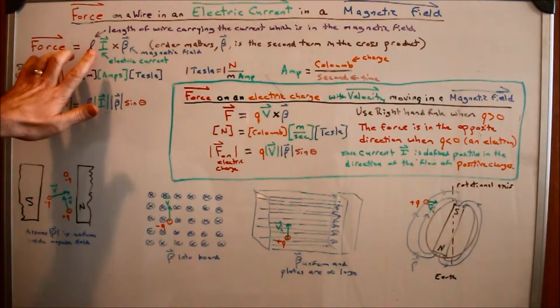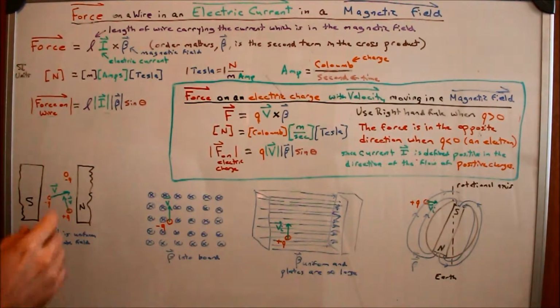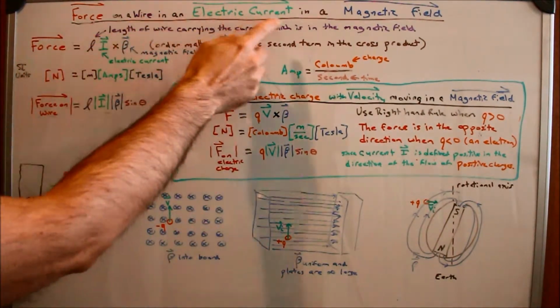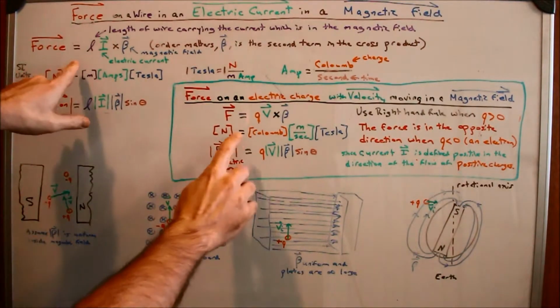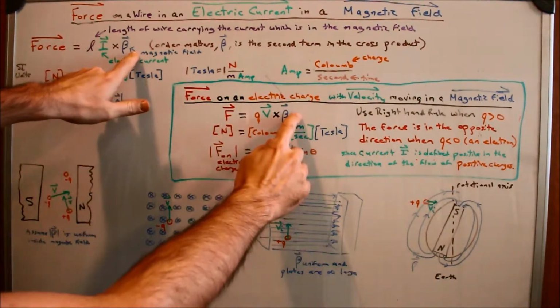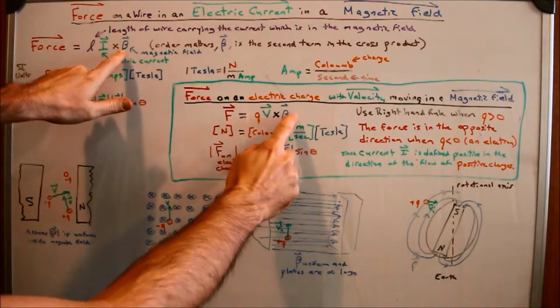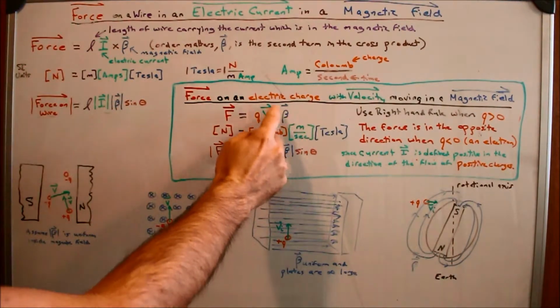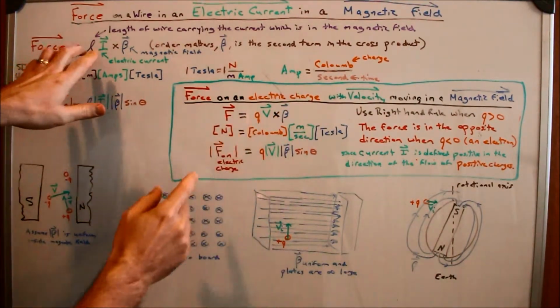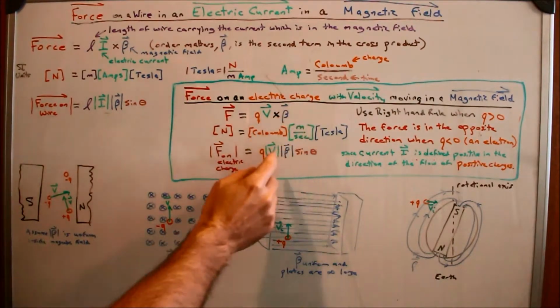And you can see this is very similar. I kept this old equation here. This is the force on a wire which has an electric current flowing in it in a magnetic field, and they're very similar. Both have the second term B, the magnetic field, as the second part of the cross product. So those have units of Tesla.